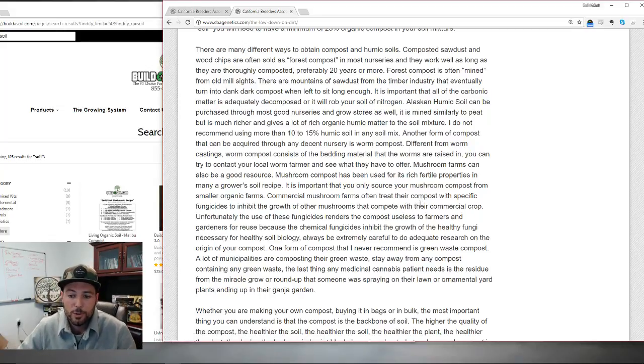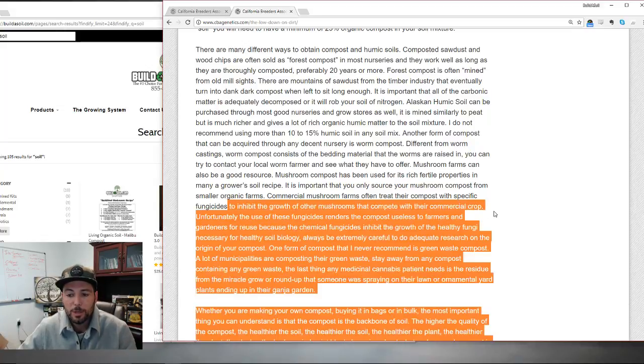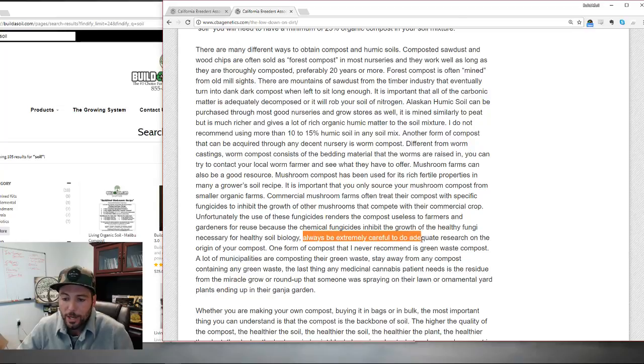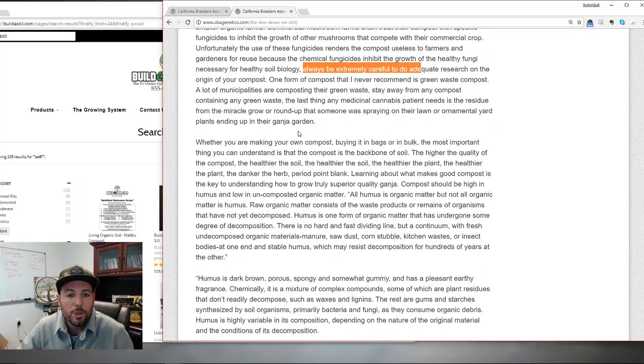Commercial mushroom farms often treat their compost with specific fungicides to inhibit the growth of other mushrooms that compete with their commercial crop. Unfortunately, the use of these fungicides renders the compost useless to farmers and gardeners to reuse because the chemical fungicides inhibit the growth of the healthy fungi necessary for healthy soil biology. Always be extremely careful to do adequate research on the origin of your compost.